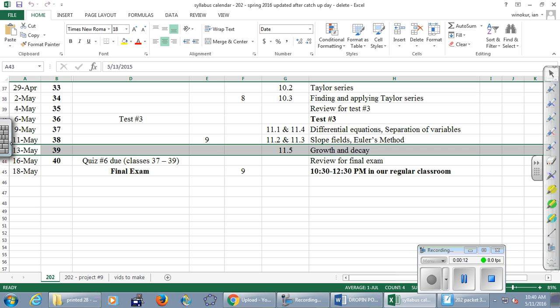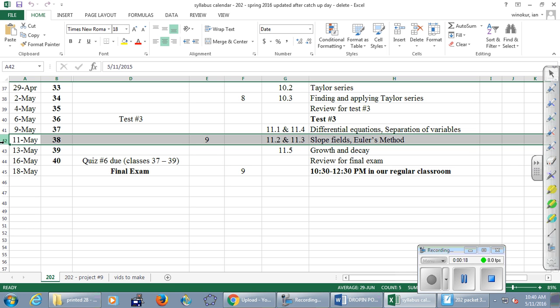Wrong day. Today is May 11, and we are covering something called slope fields and Euler's method. It looks like Euler. It is not Euler. It is Euler.